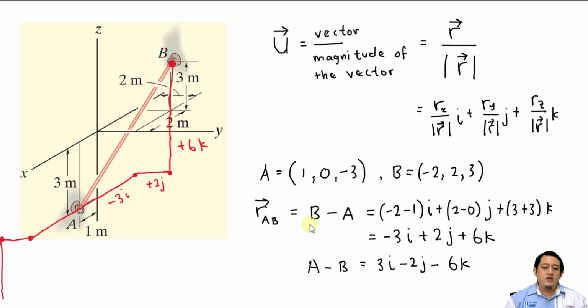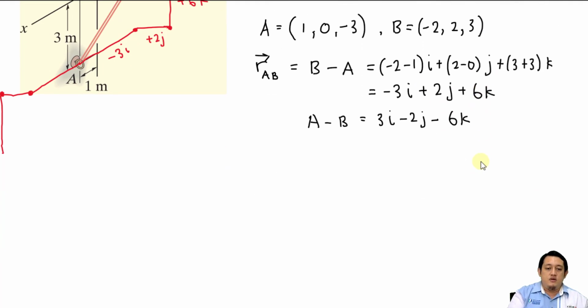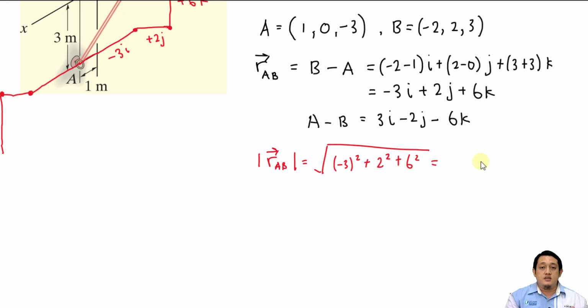Okay. So now we already have the value of RAB. How do we calculate the magnitude of this? To calculate the magnitude, as I mentioned in the previous lecture, because this is 3D with i, j, k, it is very simple. The magnitude of RAB is equal to the square root of negative 3 squared plus 2 squared plus 6 squared, and the answer is 7 meters.